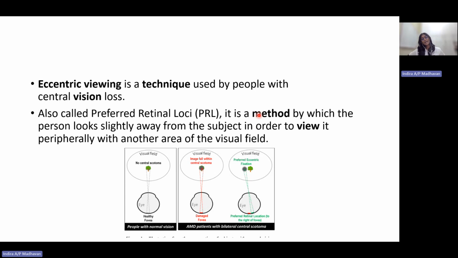Another thing that you have to remember, after I explain this, you might have the idea that eccentric viewing training makes things clearer for the patient. No, that understanding is wrong. When it comes to eccentric viewing training, we are trying to make the patient have more information.